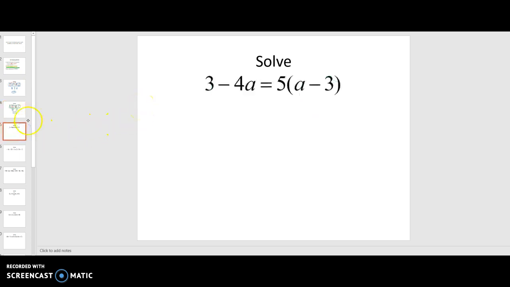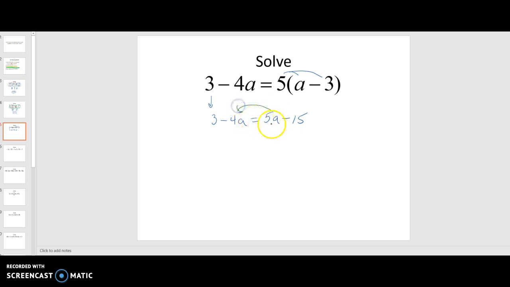Now in this next example, on the left side of the equal sign, I have no simplifying to do. But on the right side, so I bring it down. So I have 3 minus 4a equals, on the right side, I actually have to distribute this 5. 5 times a is 5a. 5 times negative 3 is minus 15.